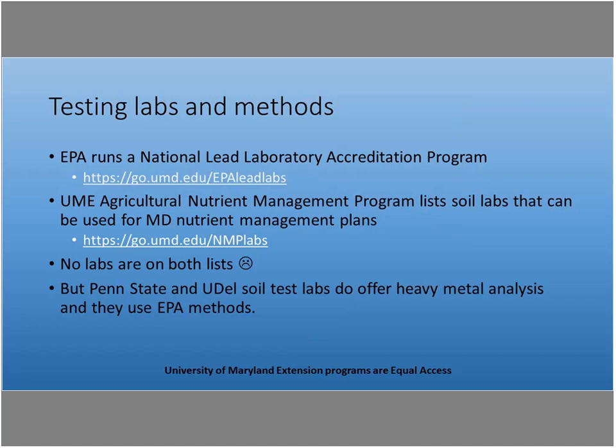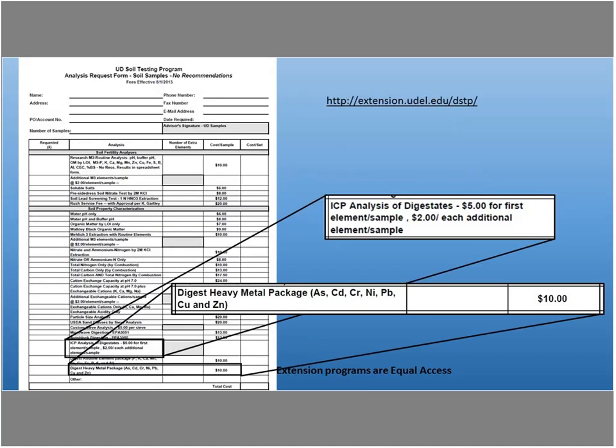Unfortunately, no labs are on both of the lists, but on the Agricultural Nutrient Management Plans list, both Penn State and University of Delaware soil test labs offer heavy metal analysis and they use the EPA methods. So I would suggest using one of those two labs for your soil analysis.